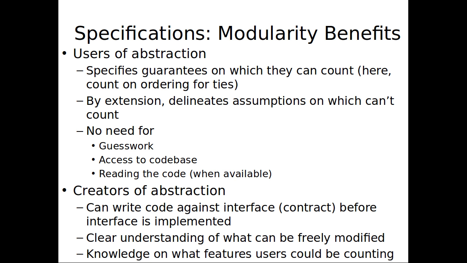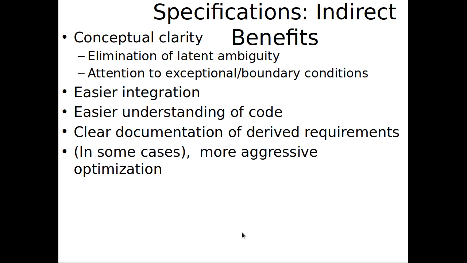So when we modify our code, we'd like to be able to hope, with good reason, that the code that uses our code won't break. Otherwise, we've actually hurt others in our updates. So here, the creators of the abstraction can actually evolve that interface, right? Clear understanding of what can be freely modified, and knowledge of what features users can count on, right? So another thing is they can write test code against this contract or interface before it's even implemented.